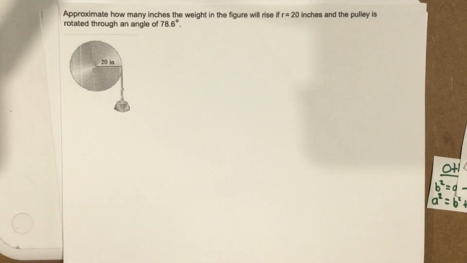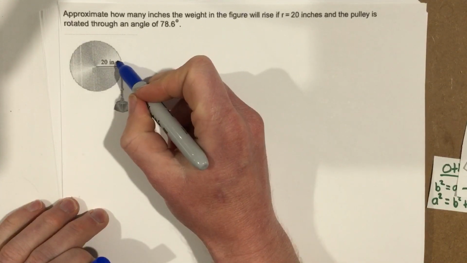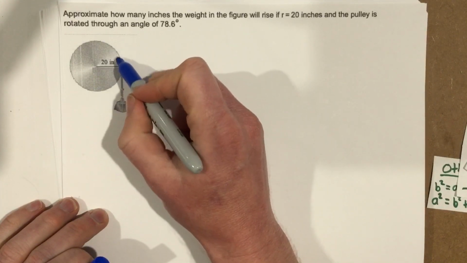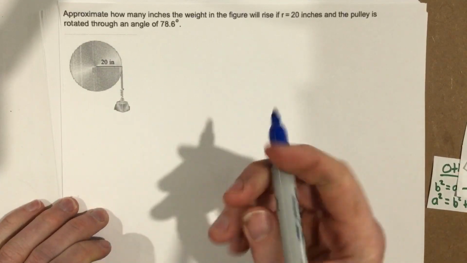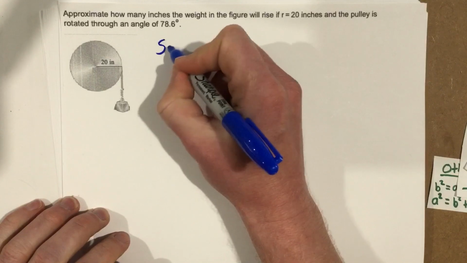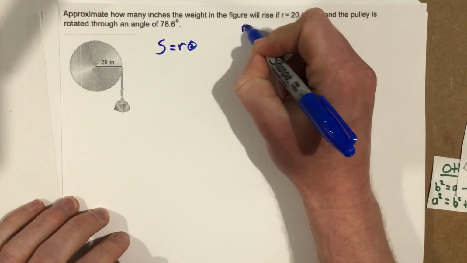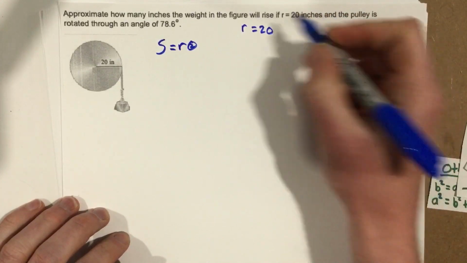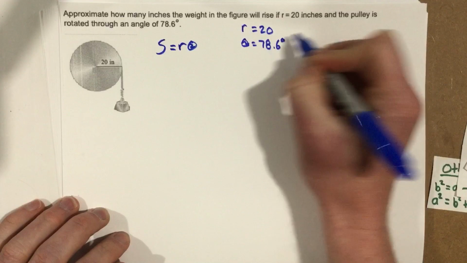So what are they really asking us for? Well, we know that the rise will just be the amount of rope that is stretched around the outside, which means we're looking for the arc length essentially. We know the arc length formula is S equals R theta. We know that R is 20. We know that our theta is 78.6 degrees.